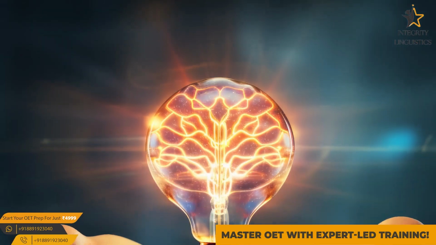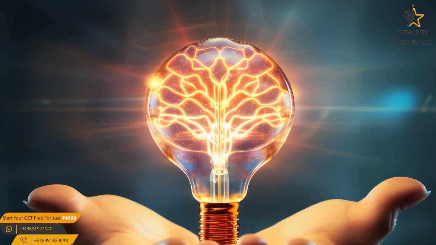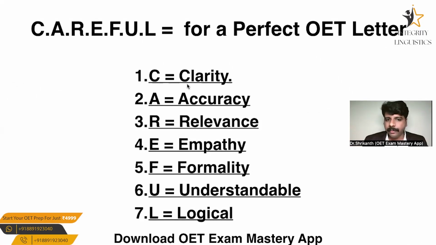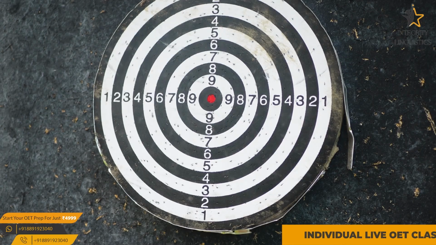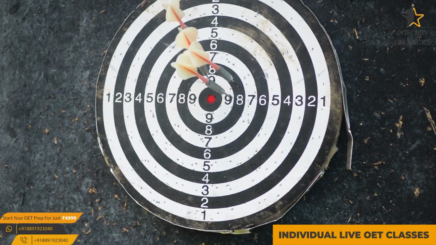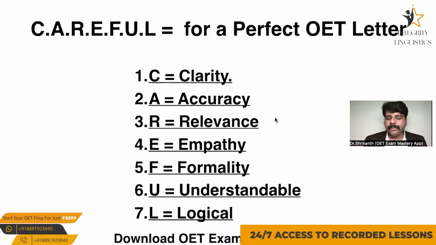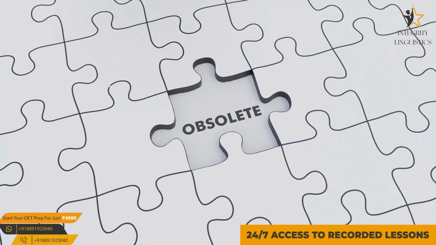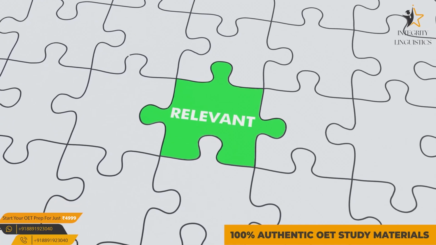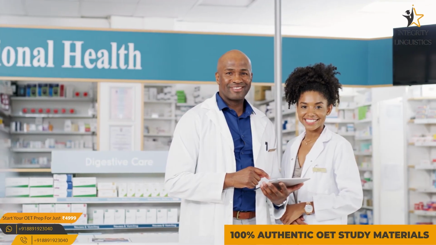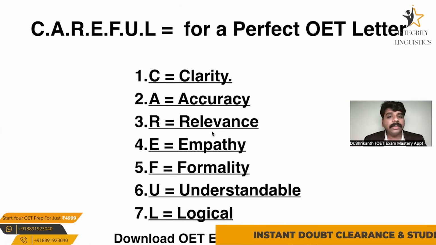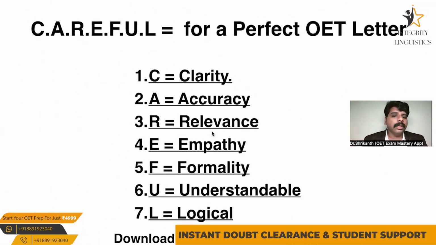C stands for clarity. Your letter should be very clear to the reader. Further information I'll be giving you. A stands for accuracy. All the information that you're writing in your letter should be accurate and factual. R stands for relevance. You must remember this word because in the writing task we are required to expand the relevant notes. Relevance is very important, and the same word is coming over here. R stands for relevance, that is, the useful information.